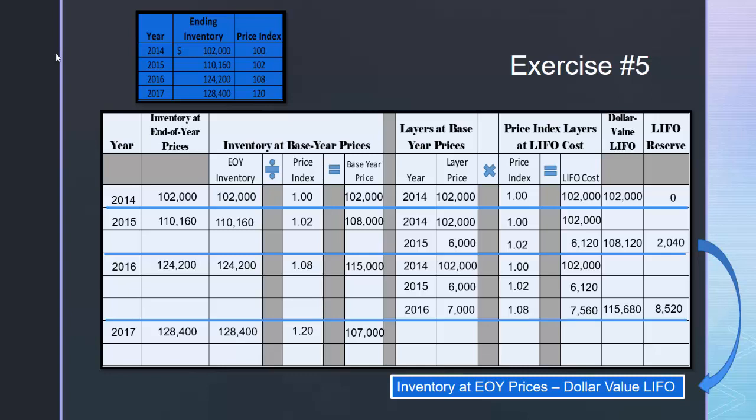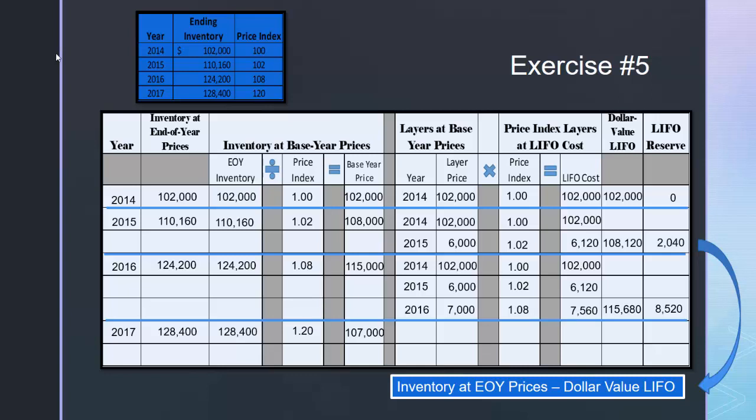So what are we going to have to do to get down $8,000? Well, our 2016 layer was $7,000. That's going to be gone. And then to get to $8,000, we're also going to have to subtract $1,000 worth of inventory from our 2015 layer. So if we take away the entire $7,000 from 2016 and $1,000 from 2015, that's going to equal up to our $8,000 decrease in inventory at base year price.